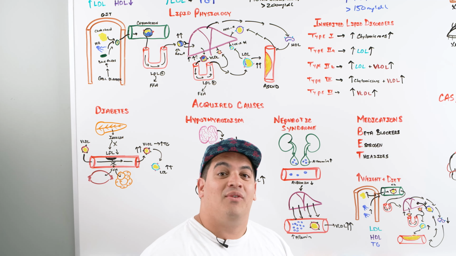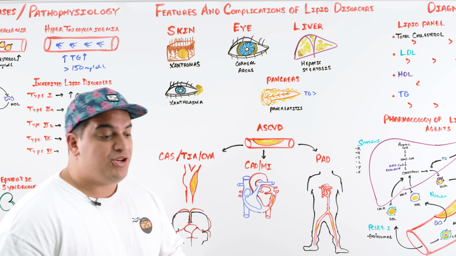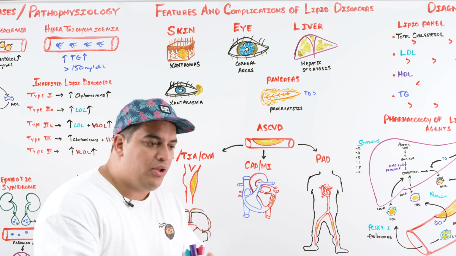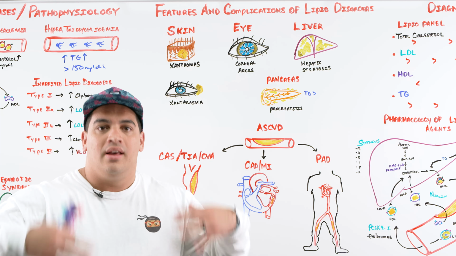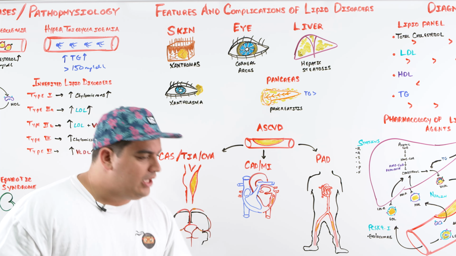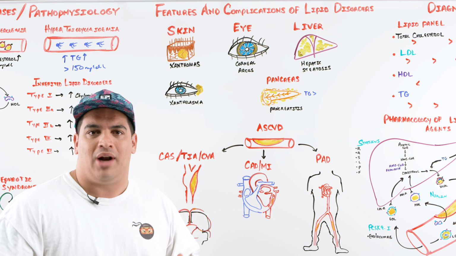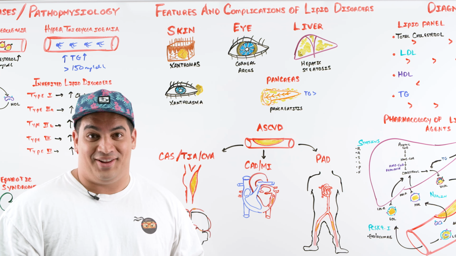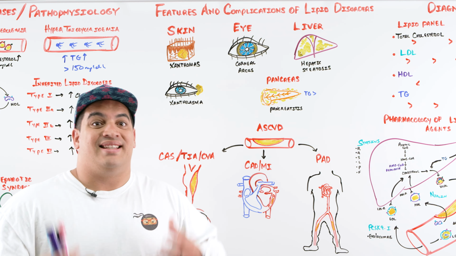All right, now let's move on to features and complications. So you have a patient who has a lipid disorder, whether it be due to a familial or an acquired cause. They have an increase in LDL, an increase in the triglycerides, a decrease in the HDL, and it's causing all of these different problems. What will that look like in the clinical vignette? Generally, one of the big things is skin manifestations.